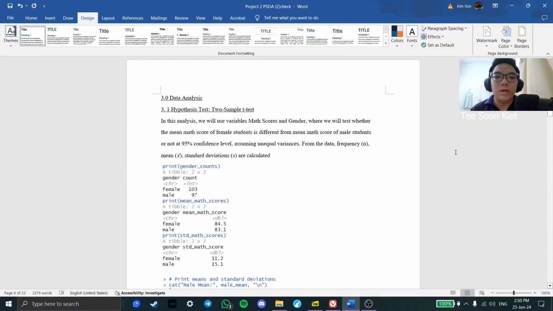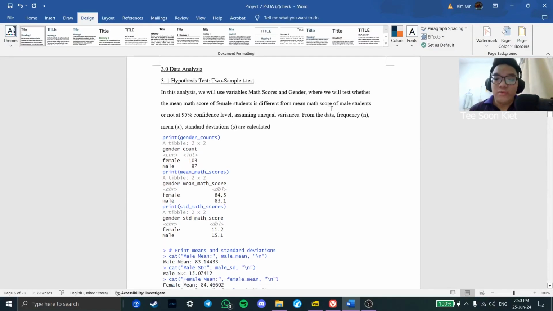Okay, for this part, I will be explaining the hypothesis test and the correlation test. For hypothesis test, in this analysis, we will be using the variables of math scores and gender, where we will be testing whether the mean math score of female students is different from mean math score of male students.